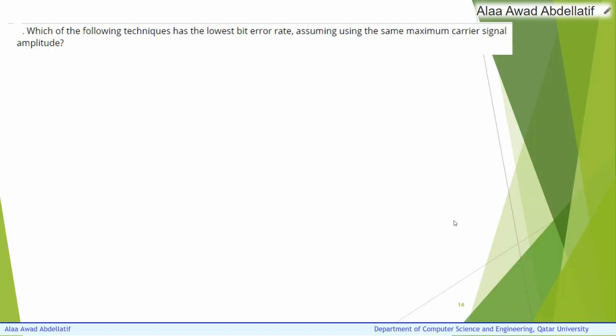Now, which of the following techniques has the lowest bit error rate? And I get bored from repeating this question. Which has the best error rate? Which has the less bandwidth? And I put this question in the quiz to give all of you the grade. But I was surprised that it was one of the hardest questions, I don't know why.